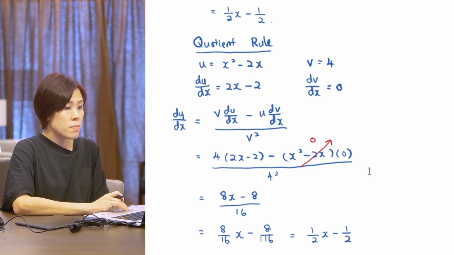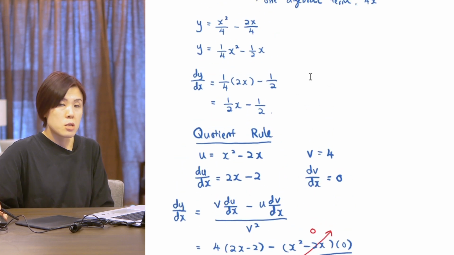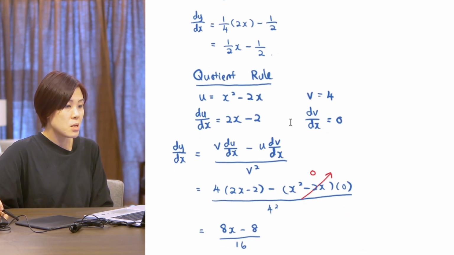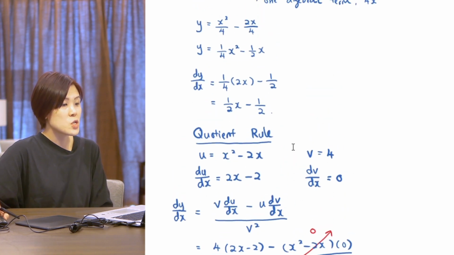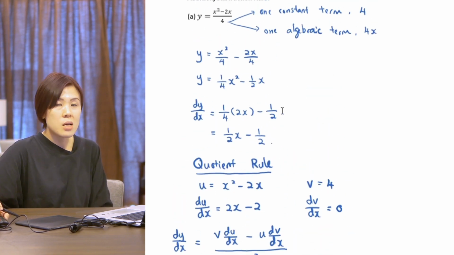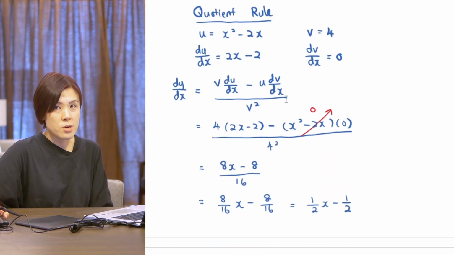So, which method would you prefer to use? Do you prefer to use the first method or the second method? I would definitely go for the first one. First of all, it's less working. Second of all, you might be making mistakes when you use quotient rule.